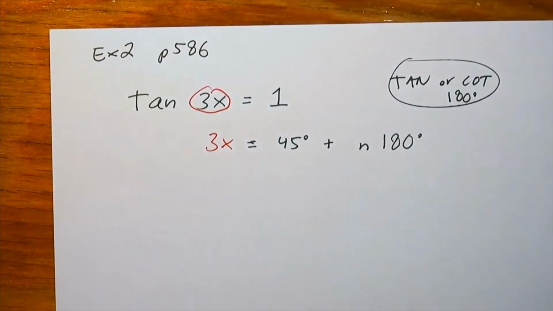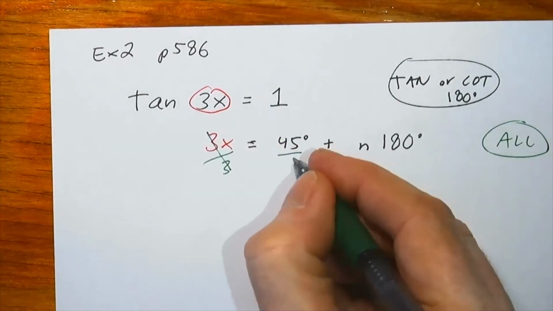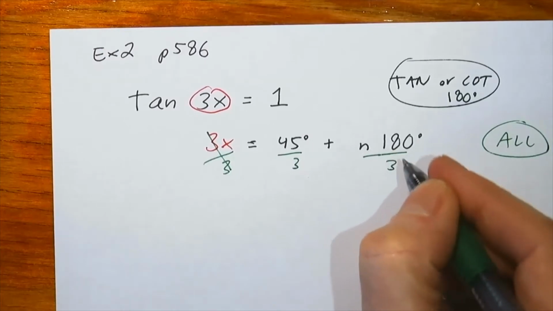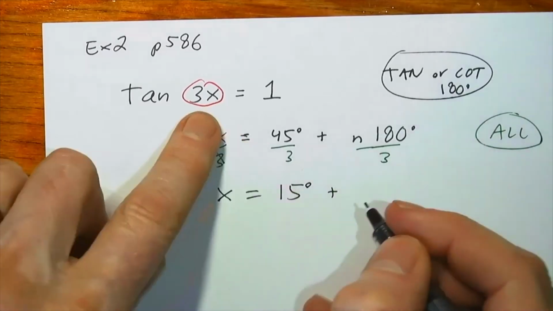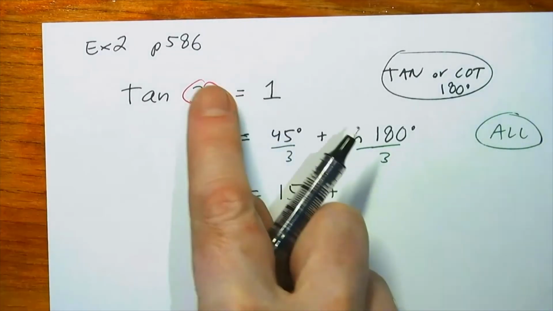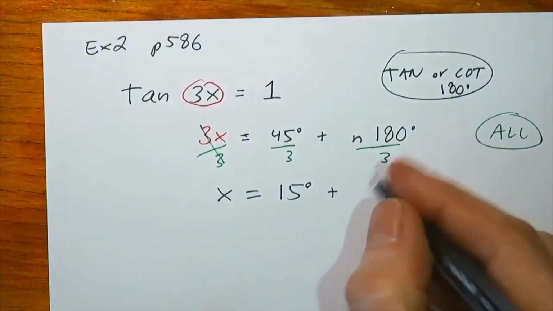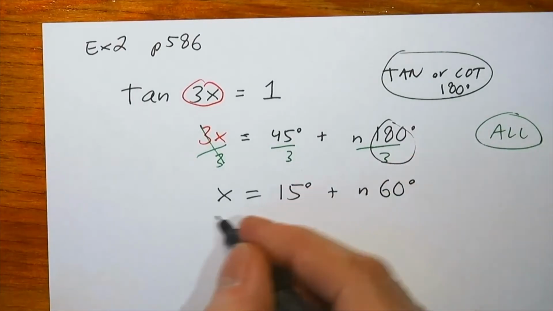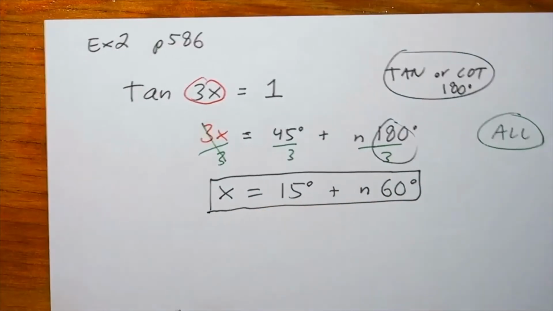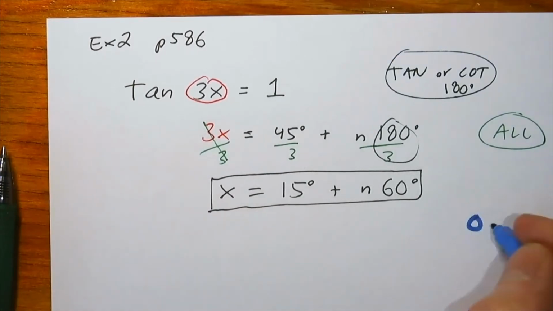If it was just x, I'd be done. Let's just say we're saying all answers. Let's divide by 3. Divide by 3. Divide by 3. Don't forget to divide the last guy. So now I got x is 15 degrees, because if you put 15 in there, 3 times 15 is 45. The tangent of 45 is 1. But then this here, 180 over 3, n times 60. This is your answer. You only have to write one of them. That's all of them.